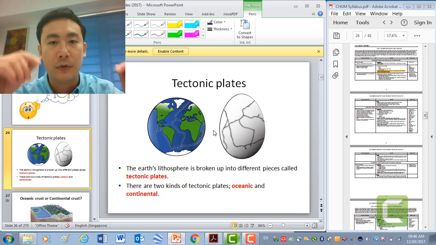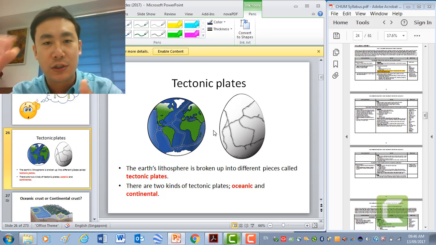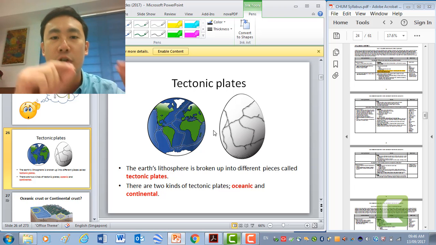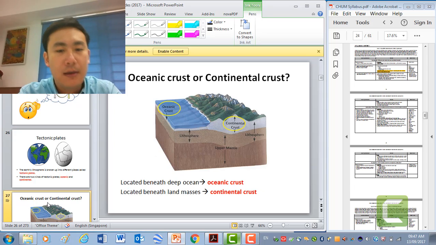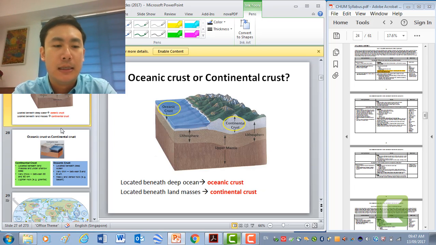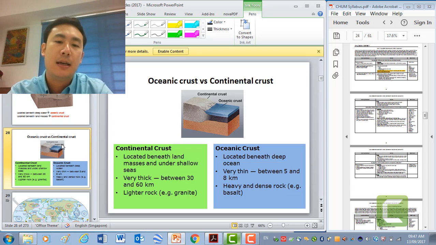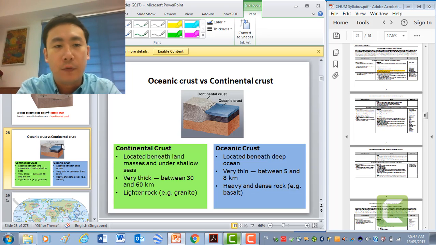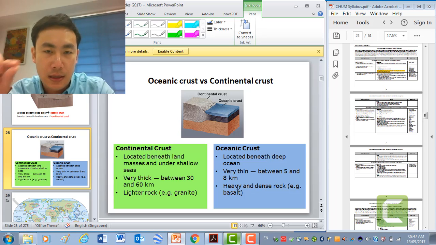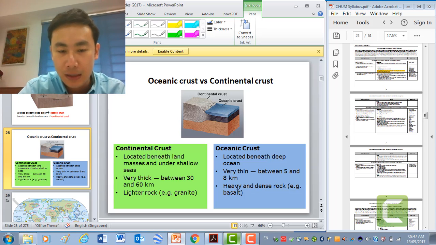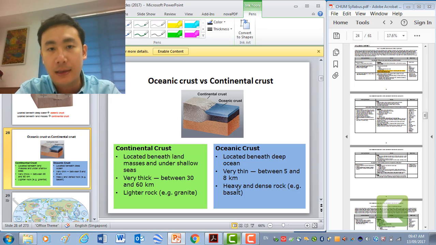It can be broken up into continental crust, which is thick and less dense, and oceanic crust, which is thin and dense, right? I'm going to skip quite a bit of this. I'm going to go through it very fast. If you need to know the differences between oceanic and continental crust, just note these few points. One is made of basalt, which is thin and dense. The other is made of granite, which is thick and less dense.